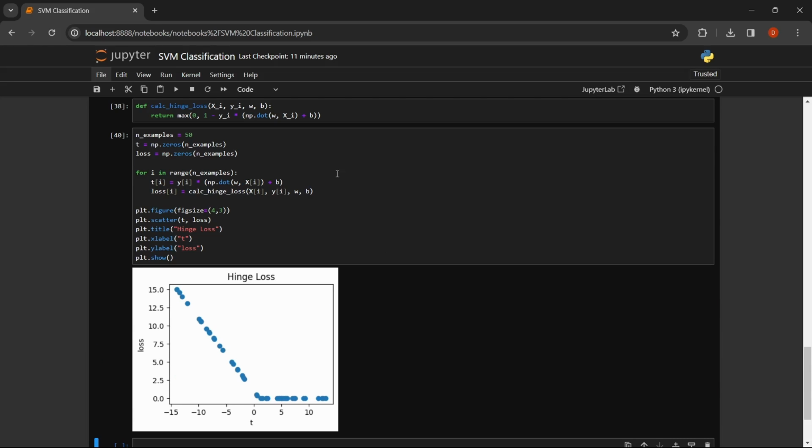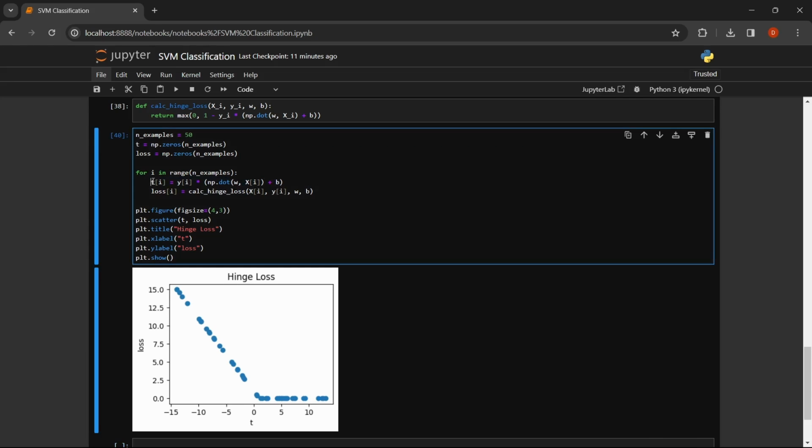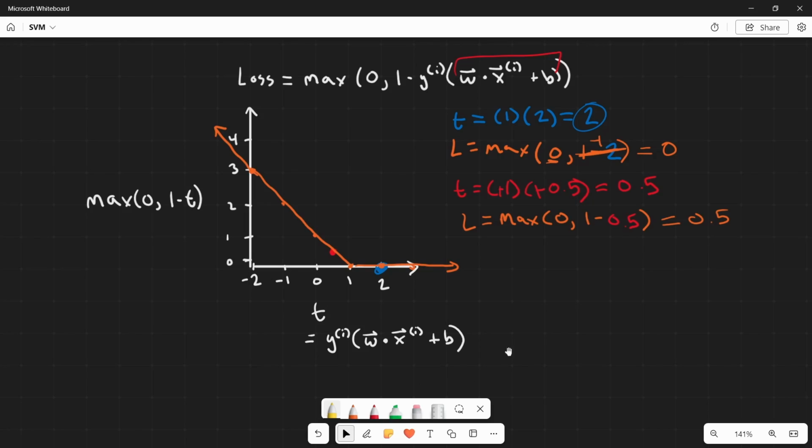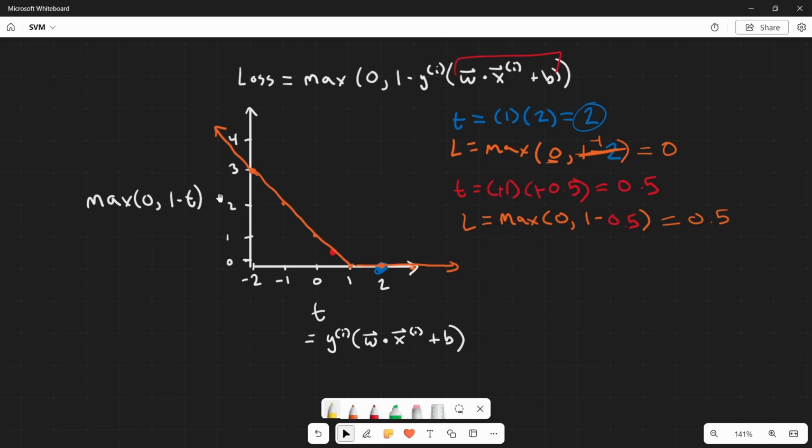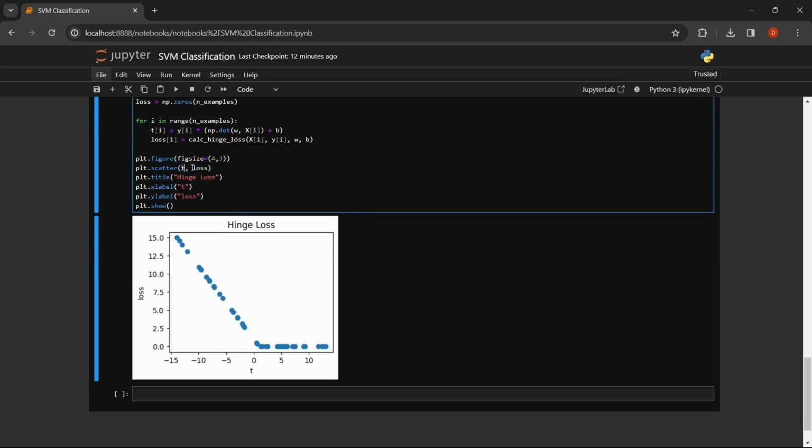Alright, so let's take a look at this code and see how it gets us to this plot. So first we're calculating this t value for each xy input, and that's exactly what we were doing with this t down here, or in these t examples we looked at in blue and red, and that will mark our x-axis for each point. Then our y-axis is marked with the loss array, and again the loss array is equal to the maximum of 0 and 1 minus t, which we looked at in orange. And if we plot this t against this loss, we'll get a plot that looks something like this.